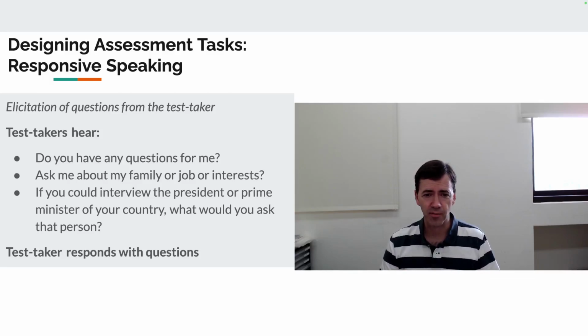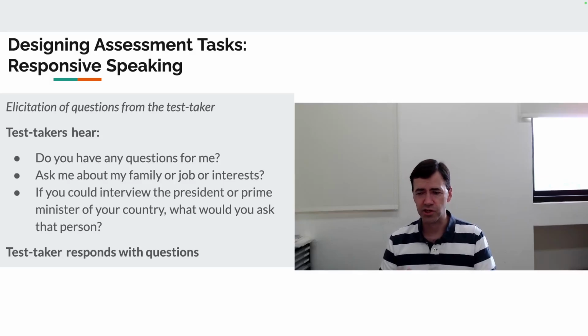So ask me about my family. If you could interview the president or prime minister of your country, what would you ask them? And maybe you need to have a few more after that. And this time, they respond with questions. Now, it's not interactive, so I don't follow up and keep talking about it and then have them respond. It's still just responsive speaking. So I ask for a question, they make the question, and then we move on to the next one.